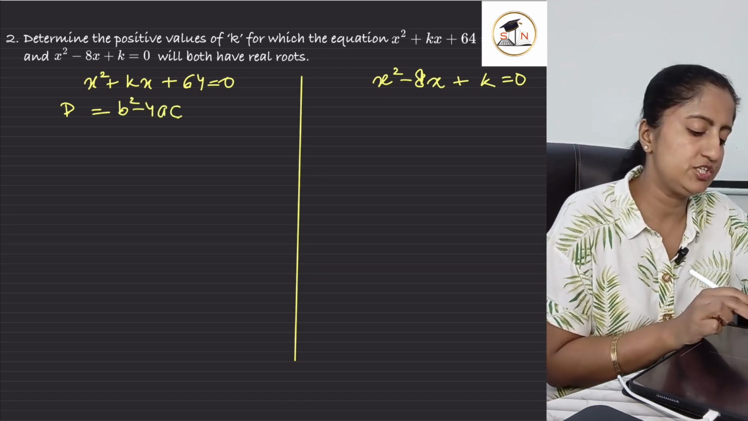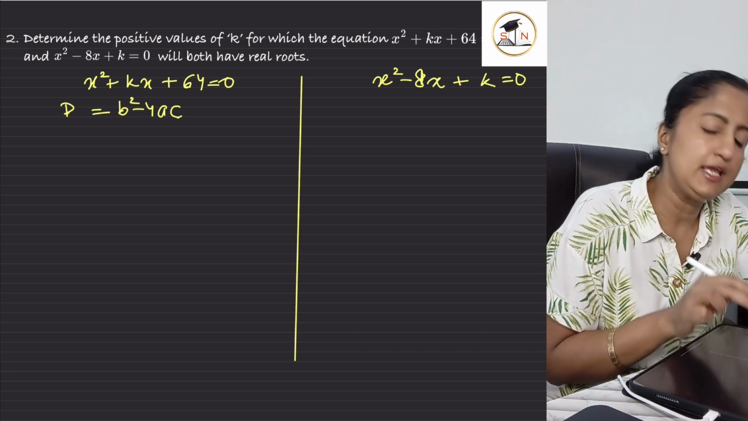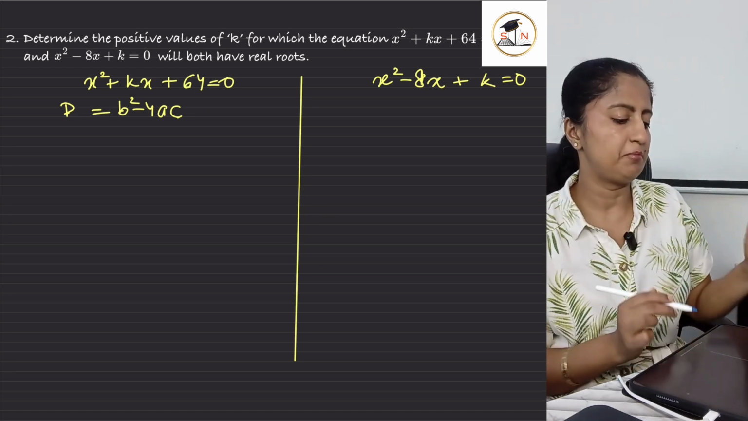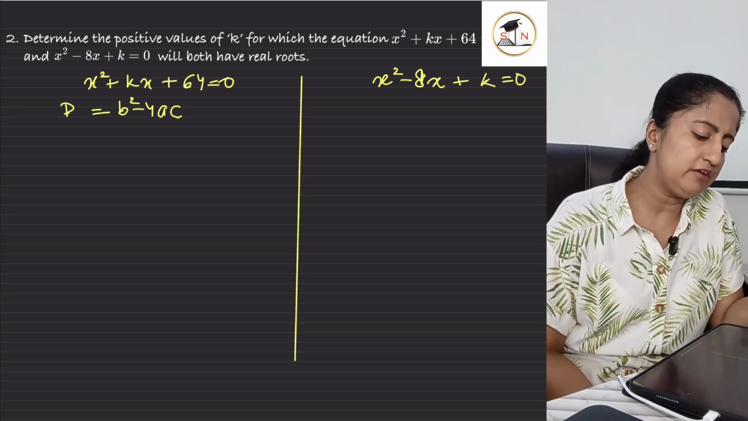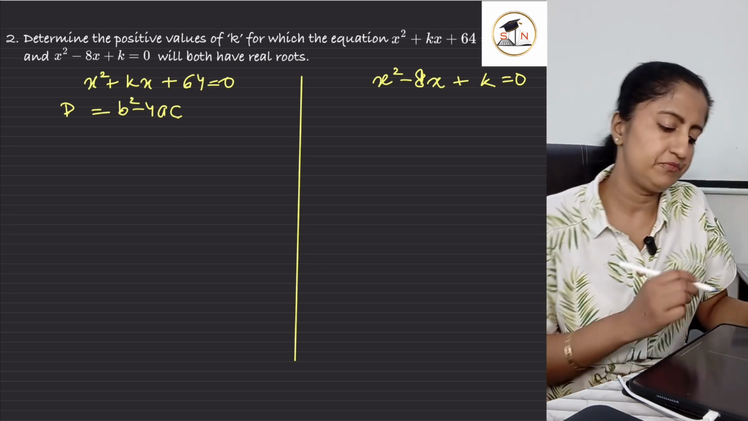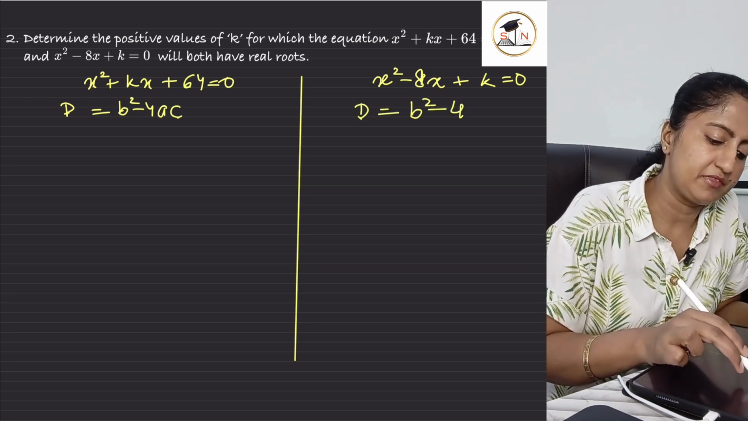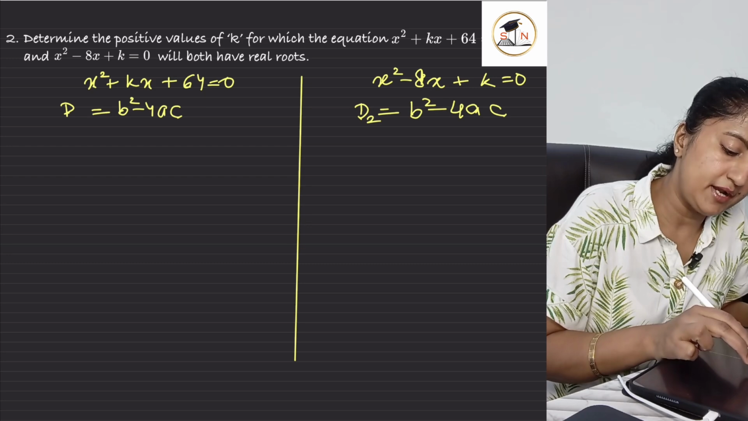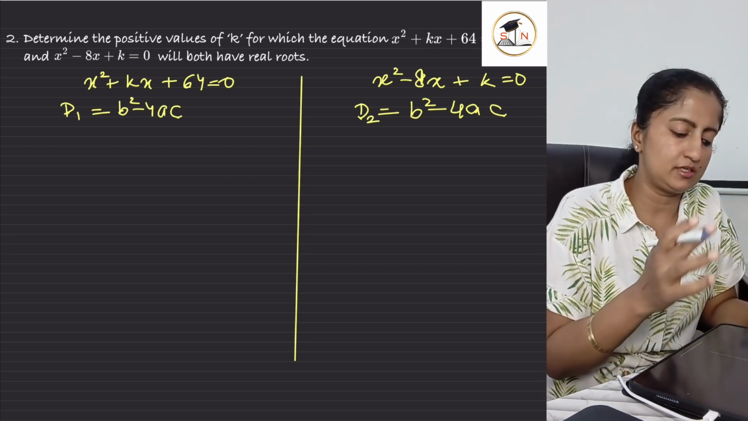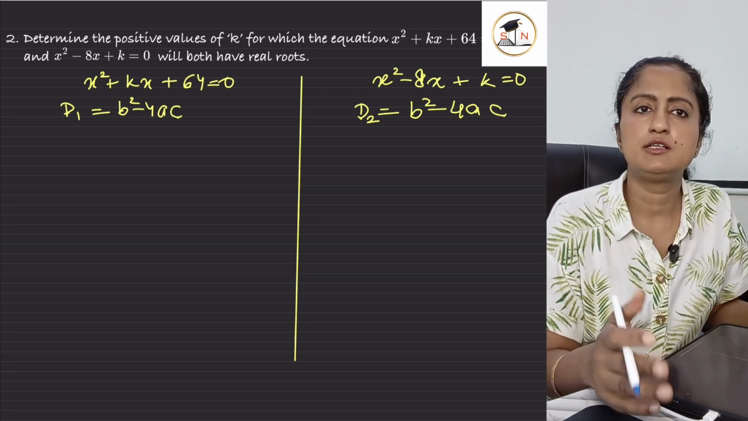Now, what is the condition for both to have real roots? That means it should be greater than or equals to 0. But I am just finding D first, and the condition of real roots I will use later. And simultaneously on the right side as well. I am writing D1 and D2 to classify the discriminant for the first and the discriminant for the second.